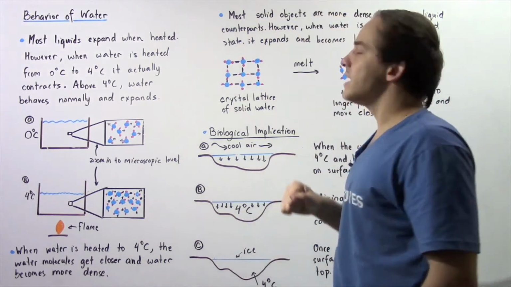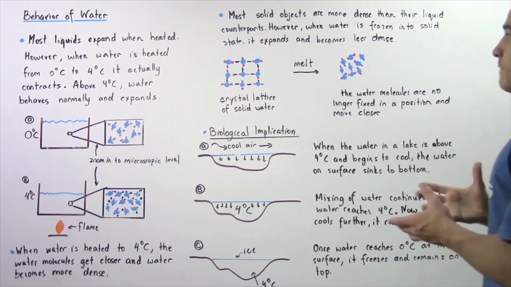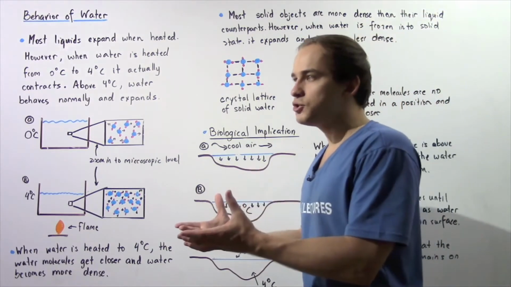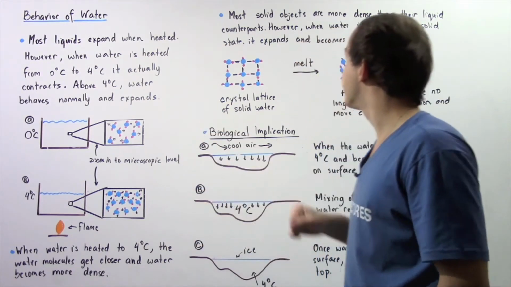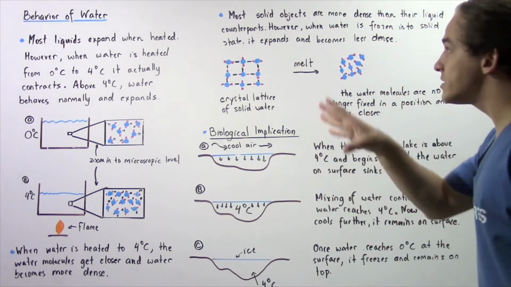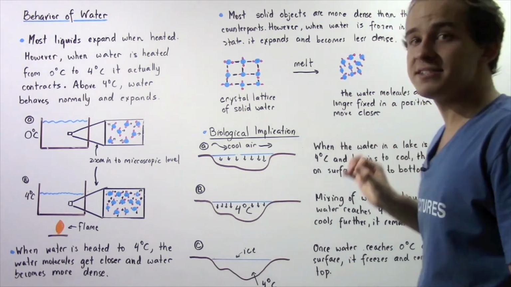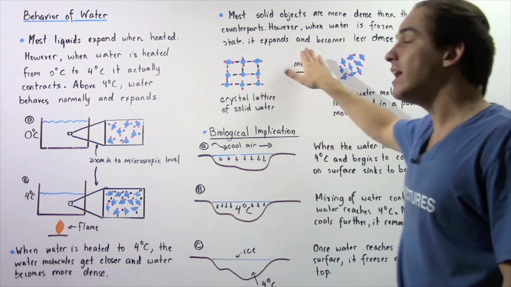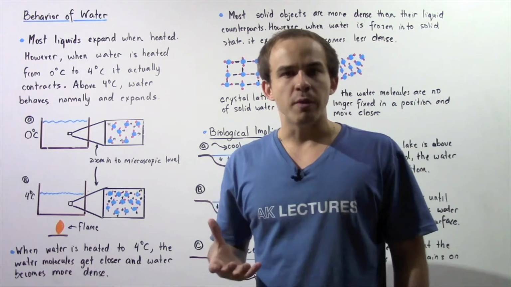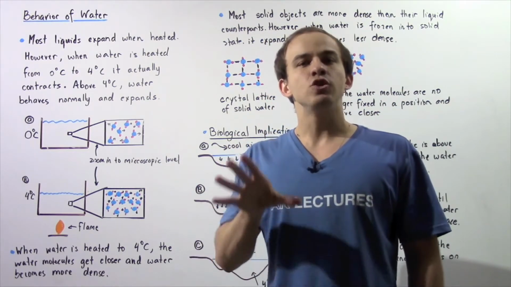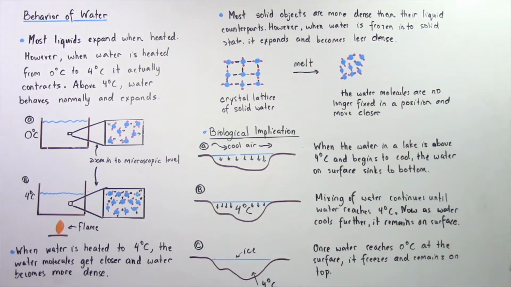So, most solid objects are more dense than their liquid counterparts. And so, if, for example, I take a certain solid object and place it into its liquid counterpart, that solid object will sink. On the other hand, unlike most solid objects, when water is frozen into its solid state, it will expand and will become less dense. And that's exactly why when you take an ice cube and you place it into water, that ice cube will float. It floats because it's less dense than the liquid counterpart.